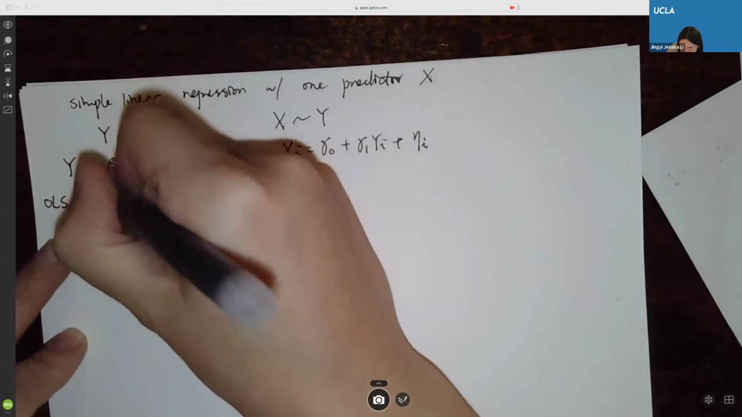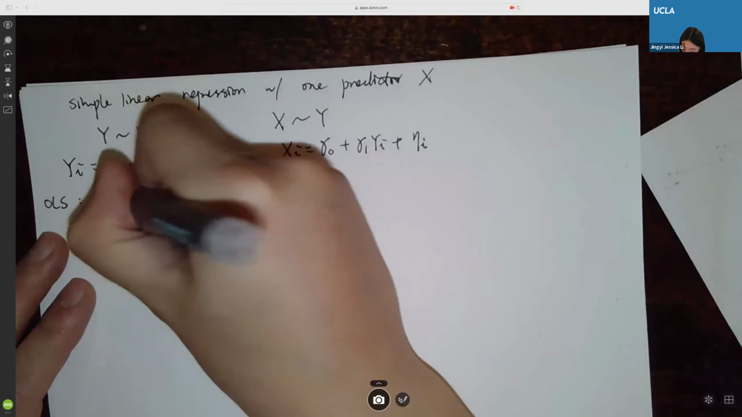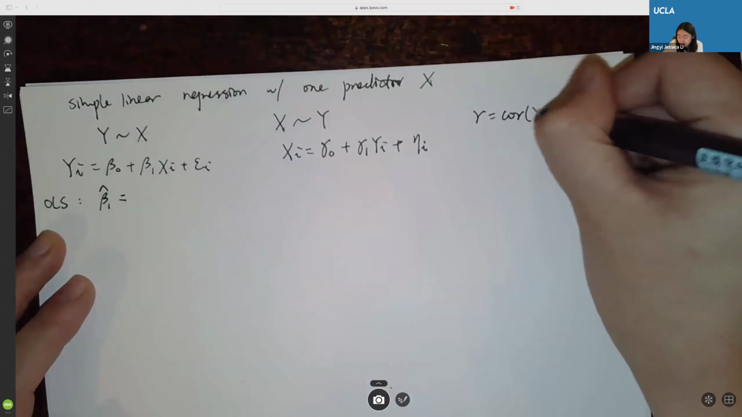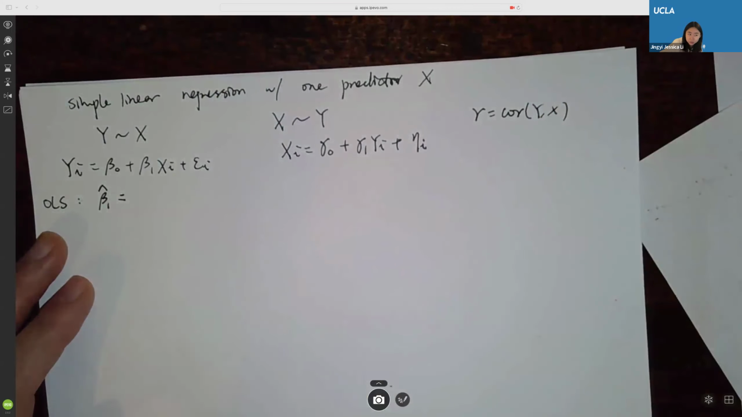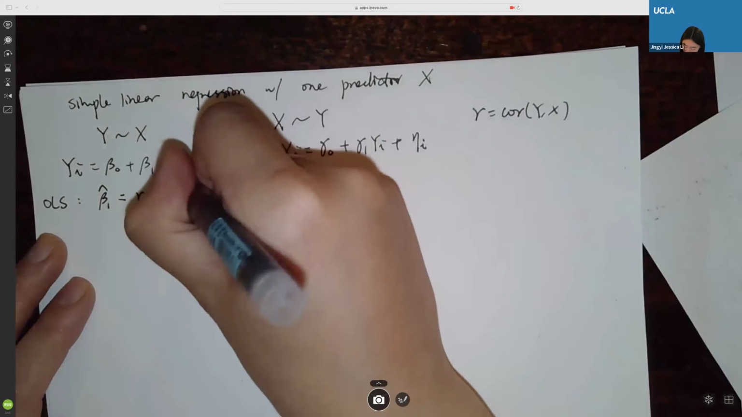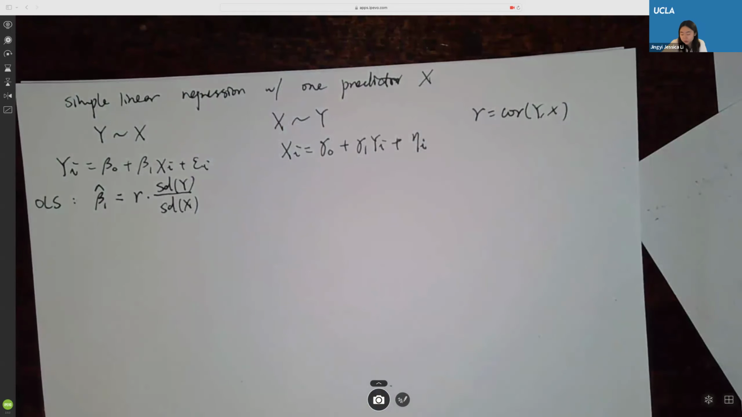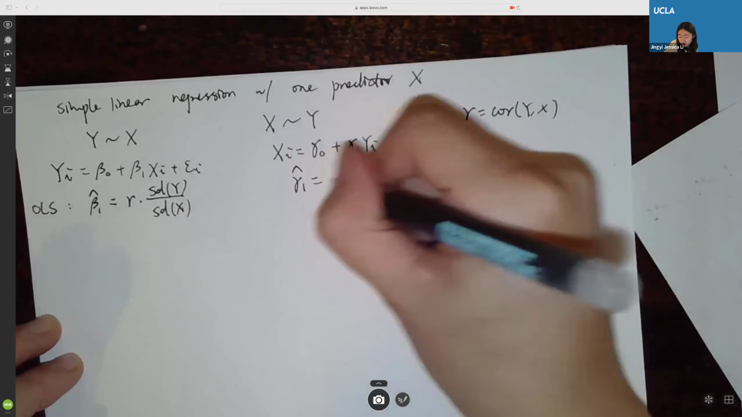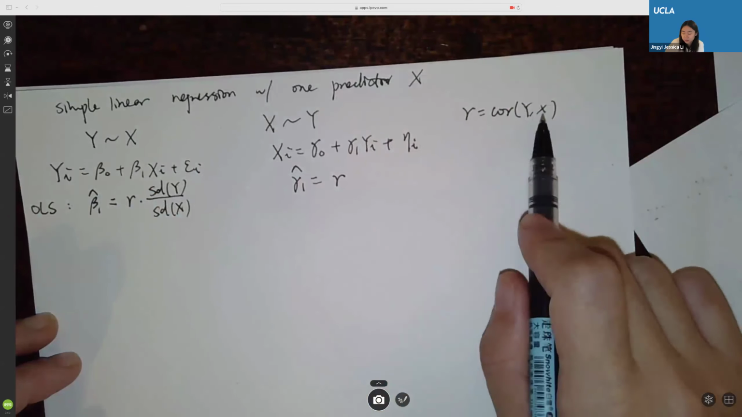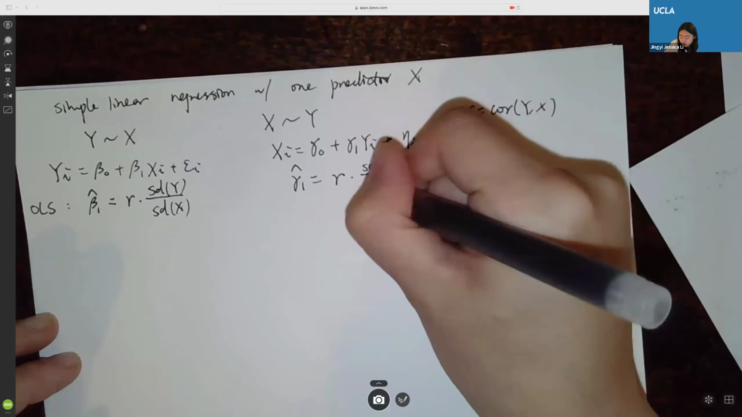The result is that beta 1 hat, OLS here, is related to the correlation between X and Y. So let me just call R the Pearson correlation between the two vectors Y and X. So beta 1 hat is known to be Pearson correlation times standard deviation of Y over standard deviation of X. This is what we get from this direction. For the other direction, gamma 1 hat is R, also the same Pearson correlation because it is symmetric between X and Y. I can swap them, X and Y, and get the same R, times SDX over SDY.